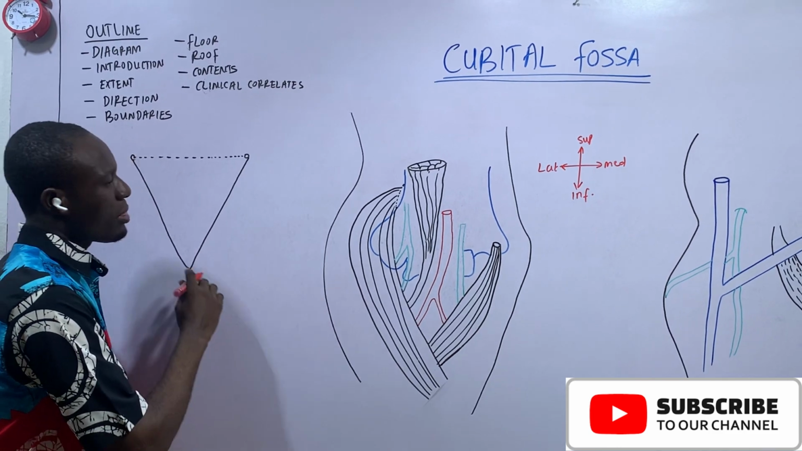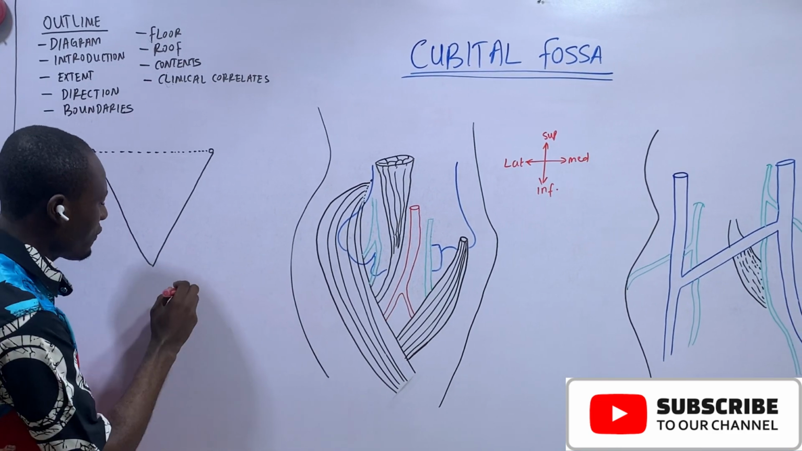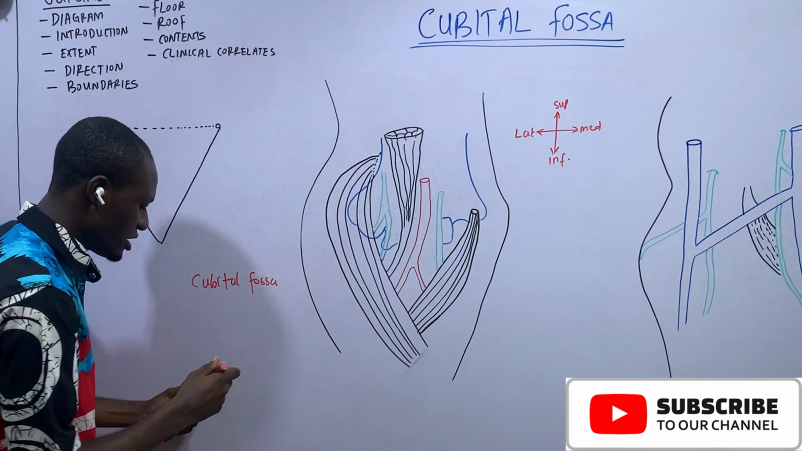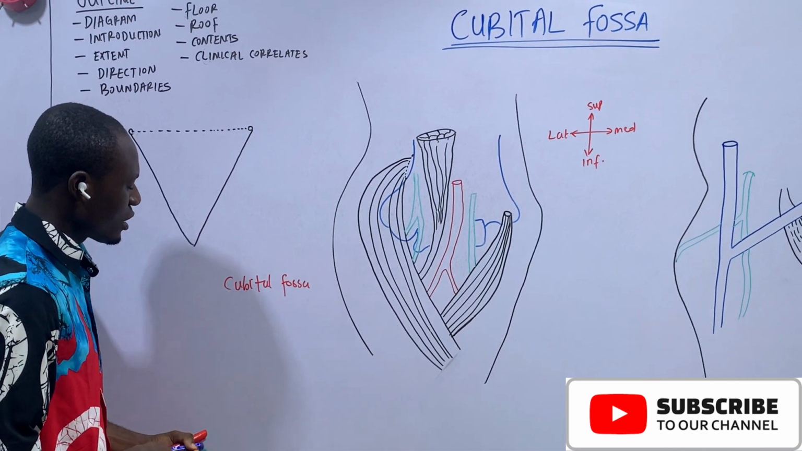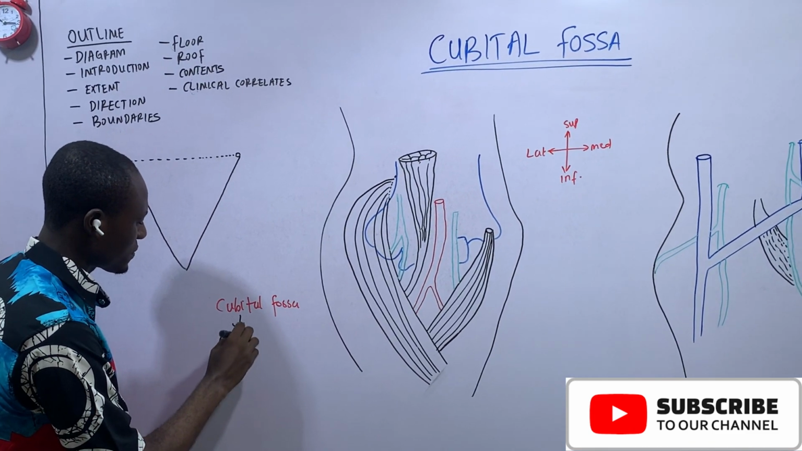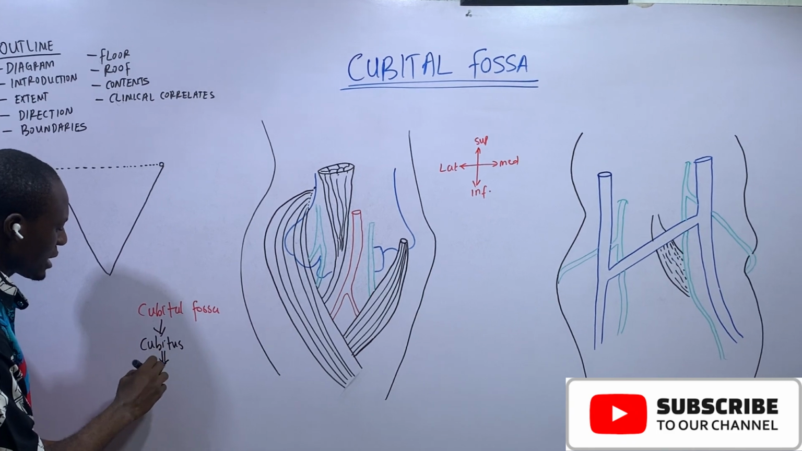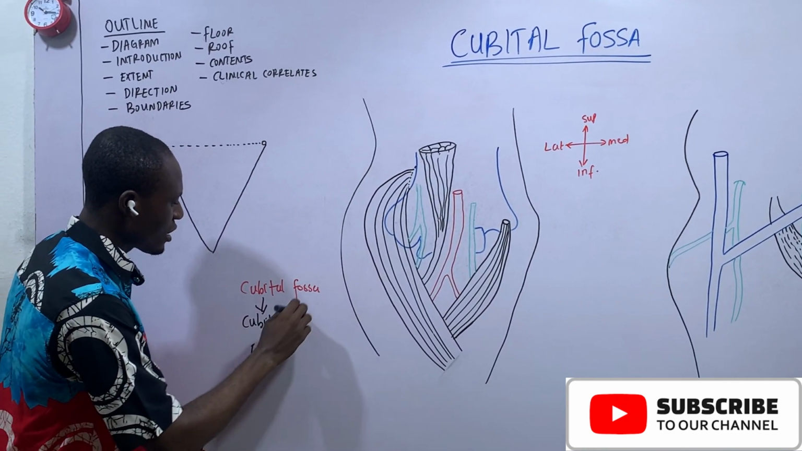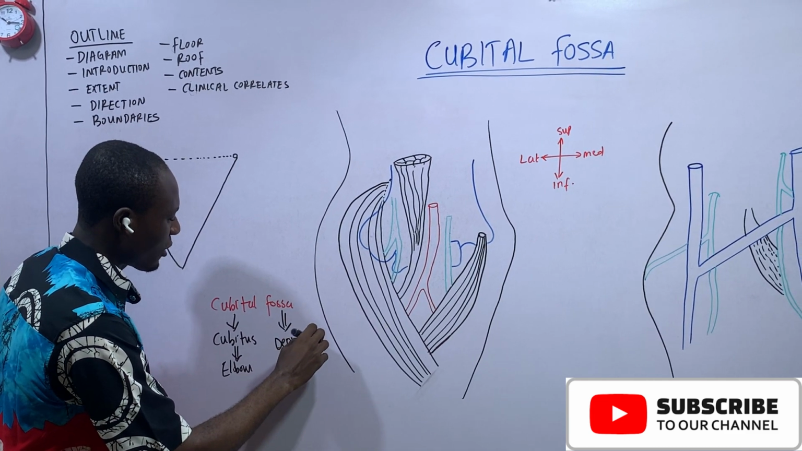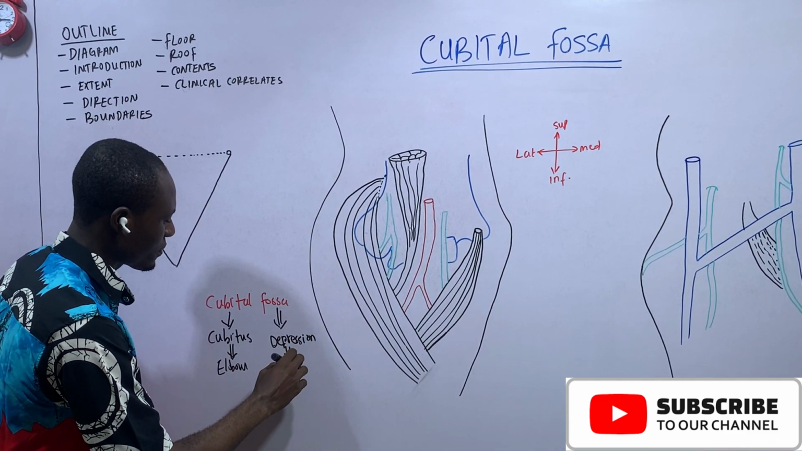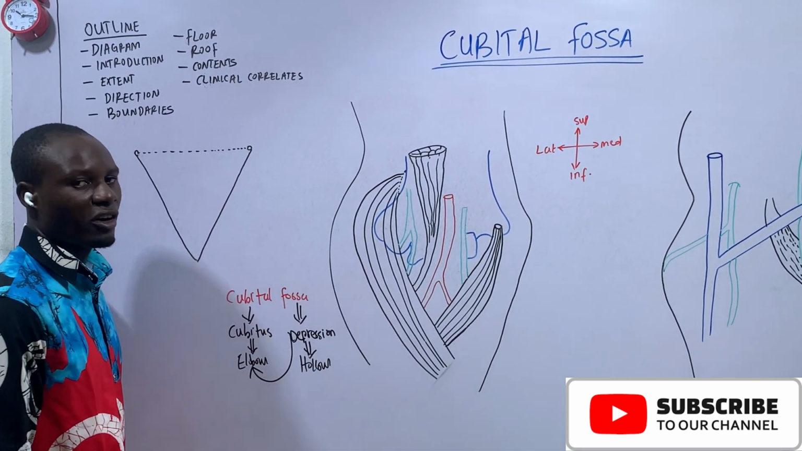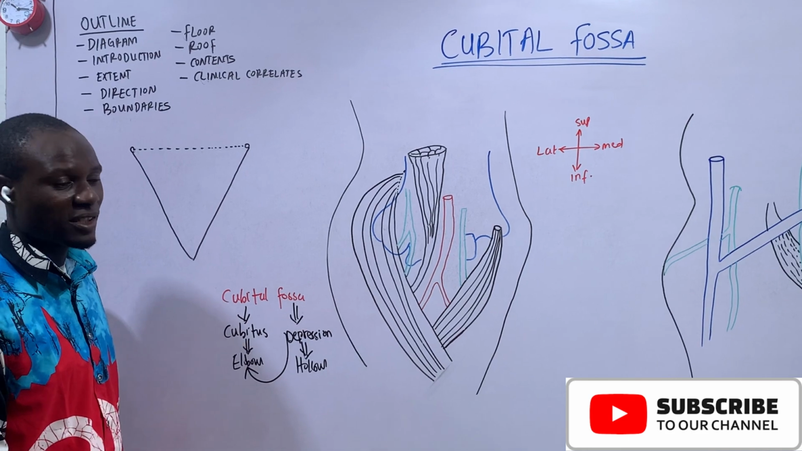By way of introduction, the Cubital Fossa is a depression on the anterior aspect of the elbow. Cubital is derived from the word cubitus, and cubitus means elbow. A fossa is a depression in anatomy, or you can call it a hollow. Therefore, the cubital fossa is a depression on the anterior aspect of the elbow. That gives us our definition.